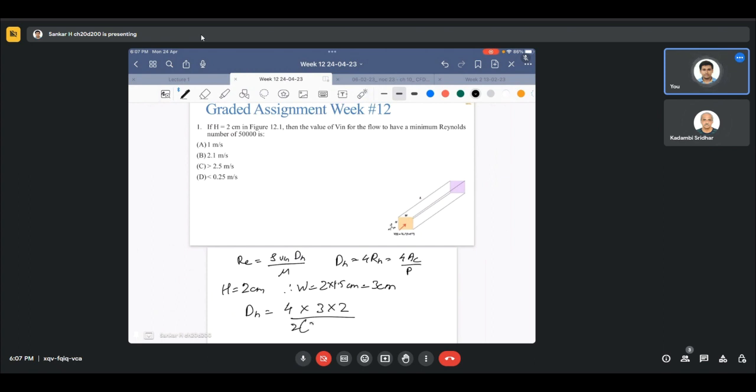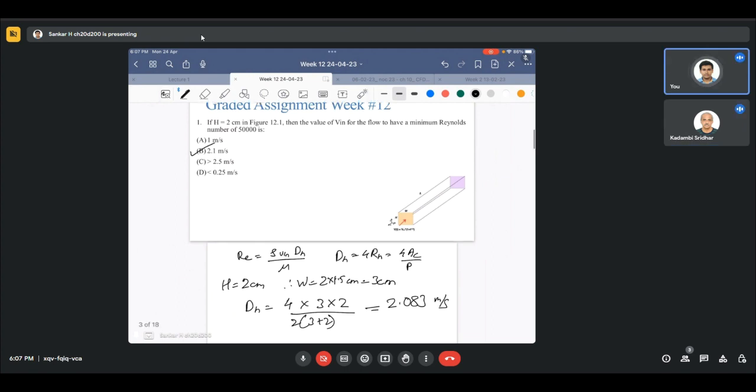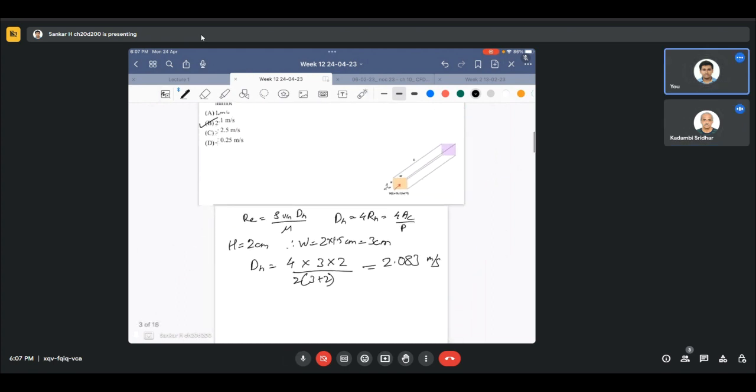Moving on to question number 2. We wish to simulate the flow through the duct shown in figure 12.1 using the K epsilon turbulence model. Which of the following statements is or are correct about the Reynolds averaged Navier-Stokes equation? We need to solve the unsteady form of RANS equation. Okay, there is some mismatch here. We need to solve the unsteady form of RANS equation because the flow is turbulent.